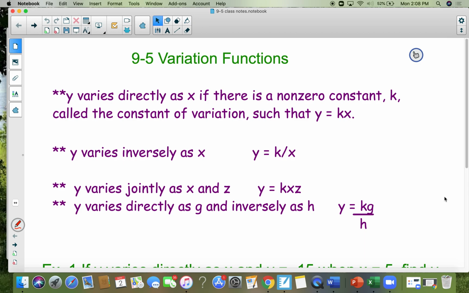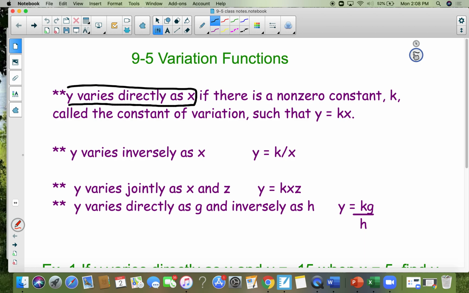So when you see y varies directly as x, varies means equals, directly means to multiply. So y equals k times x, and there's always a k in the problem. Y equals, varies inversely means to divide by x. And if you see the words y varies jointly as x and z, that also means to multiply.